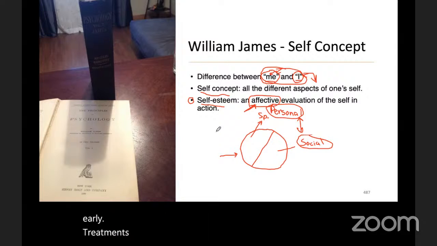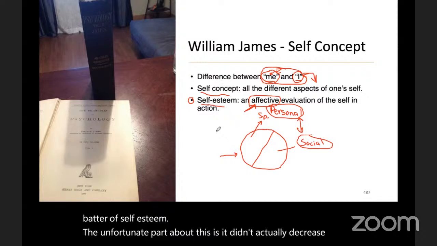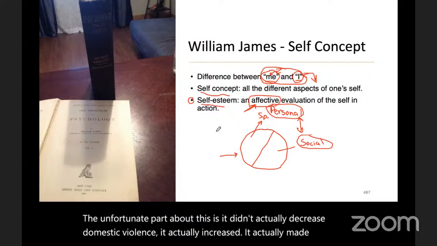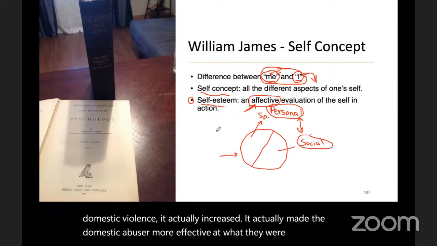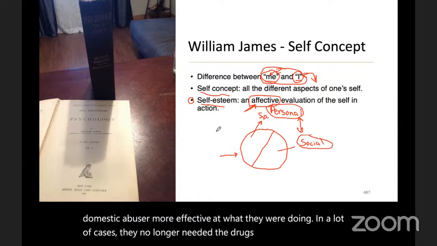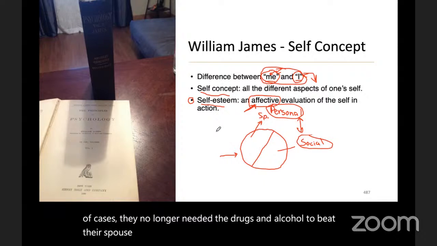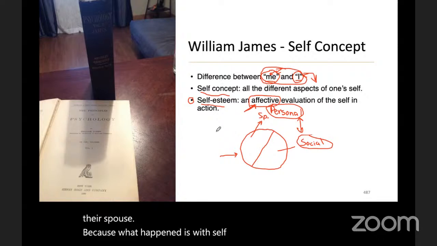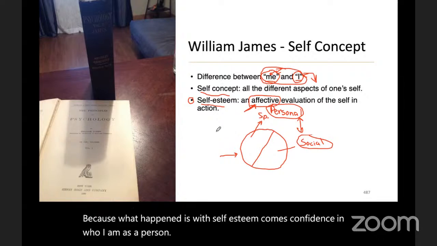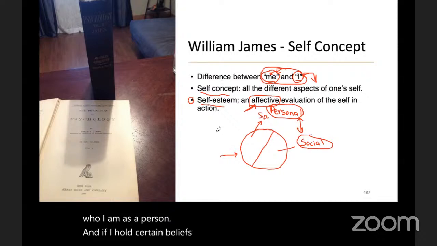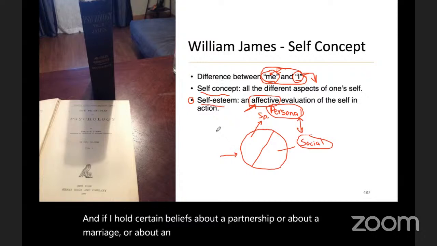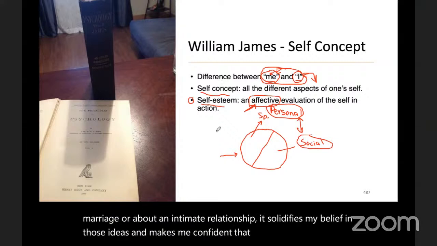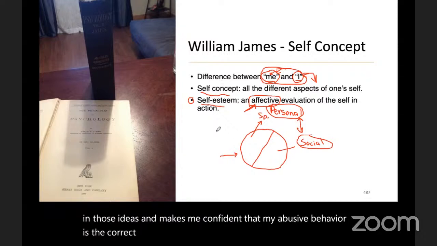Okay. So the early treatments for batterers started with increasing the batterer's self-esteem. The unfortunate part about this is it didn't actually decrease domestic violence, it actually increased it. It actually made the domestic abuser more effective at what they were doing. In a lot of cases, they no longer needed the drugs and alcohol to beat their spouse. Because what happened is with self-esteem comes confidence in who I am as a person. And if I hold certain beliefs about a partnership or about a marriage or about an intimate relationship, it solidifies my belief in those ideas and makes me confident that my abusive behavior is the correct conduct.